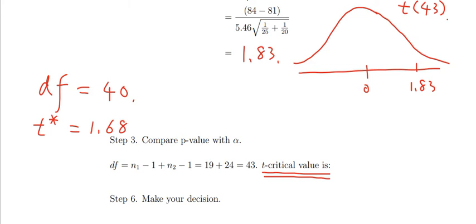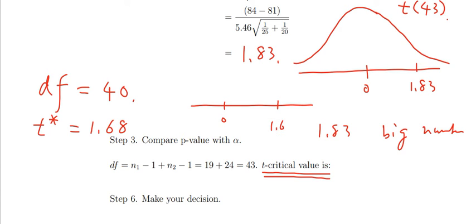Okay, so we use this as a standard, and we can say 1.83 is a big number, right? Big number. Okay, so let's say here is 0, and here is 1.68. We use this 1.68 to make a judgment. Those numbers are small, and those numbers are big. So we can say 1.83 is a big number.